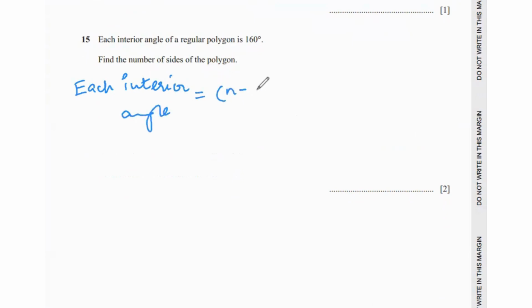That's going to be n minus 2 times 180 over n. N is your number of sides. So you have to memorize this formula.